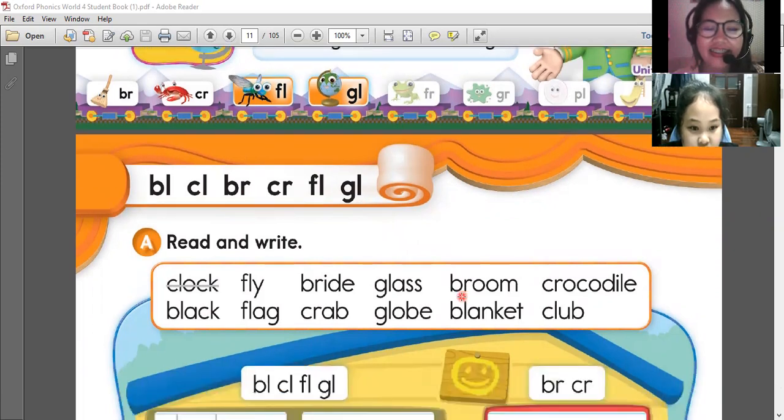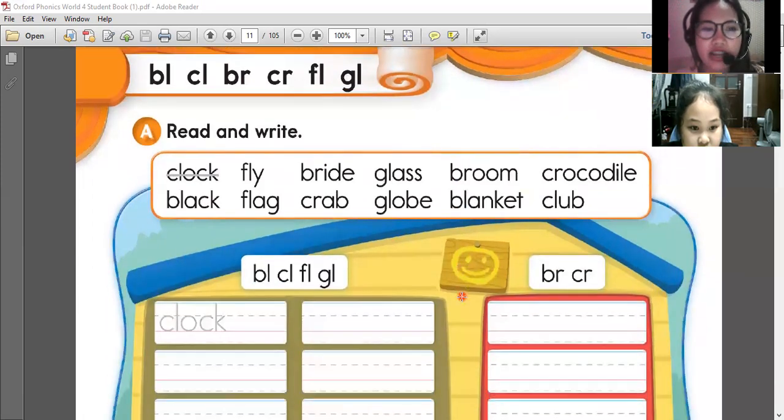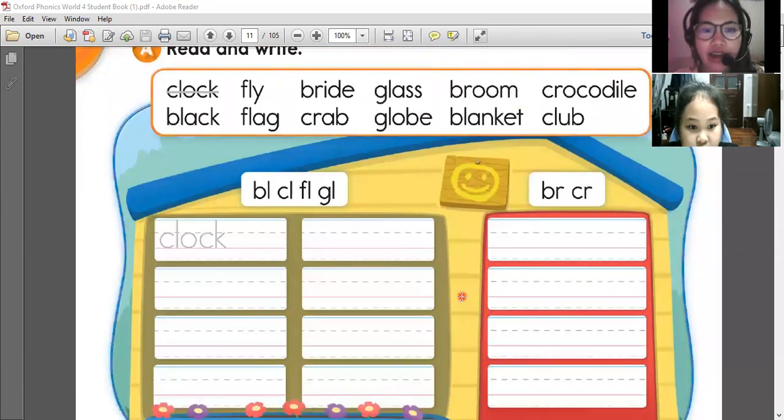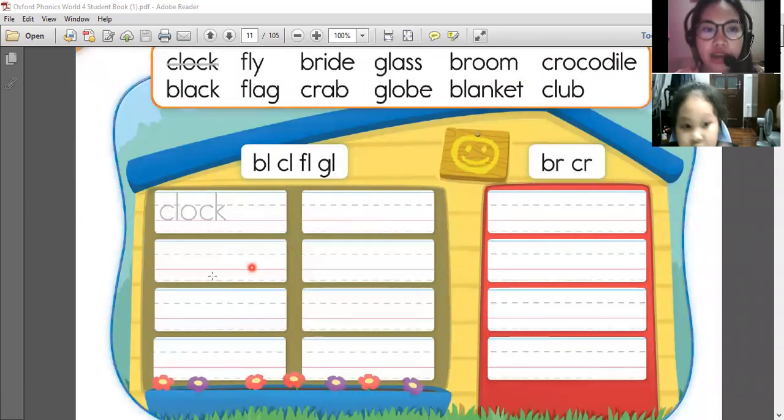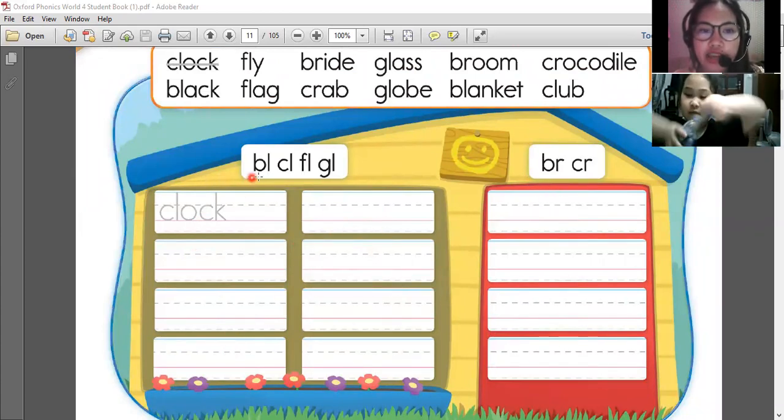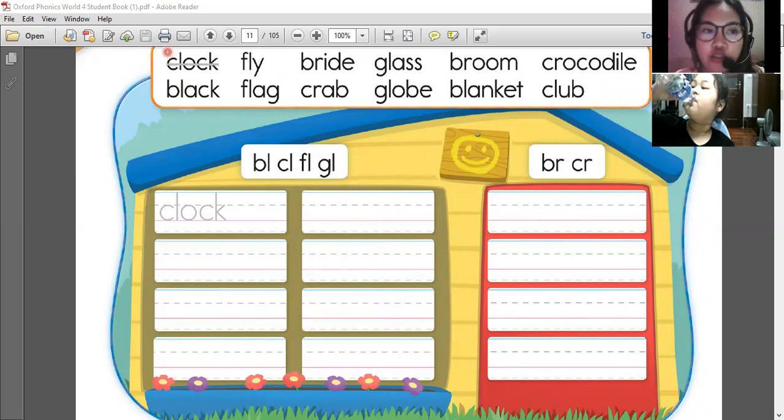Okay, so let's try to do this activity. So read and write. Okay, so you have to write the words here, okay, for BL, CL, FL, and GL, okay? All you have to do is to find the words in the box, okay? You have to find the words in the box.